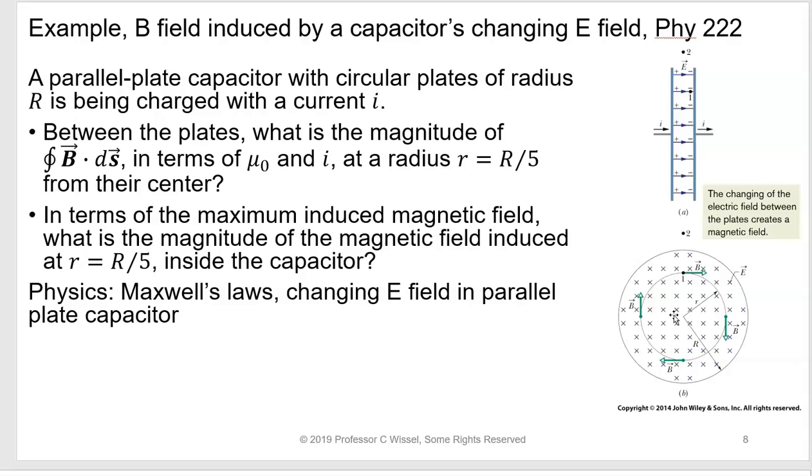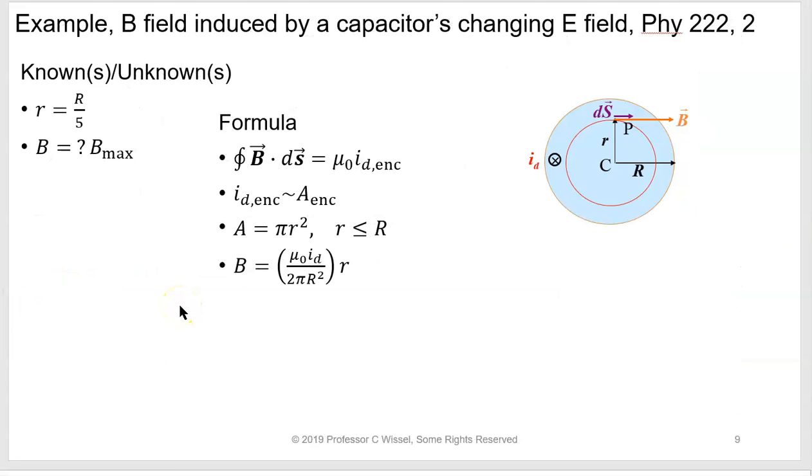In terms of the maximum induced magnetic field, what is the magnitude of the magnetic field induced at that point inside the capacitor? The physics of this is Maxwell's law of changing electric field in a parallel plate capacitor. Okay, so we write down everything we know, knowns and unknowns, and we know that little r is big R over 5, and we're looking for B, what it is in terms of B max.